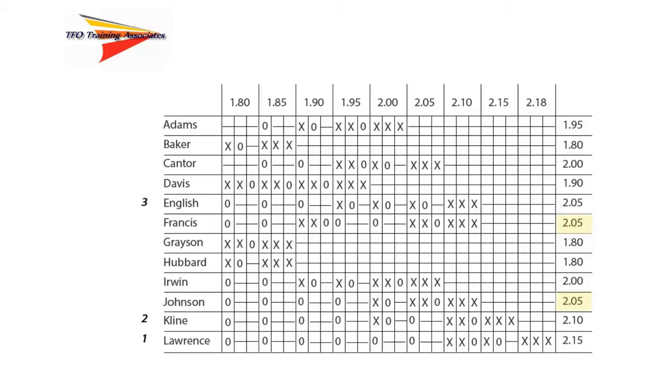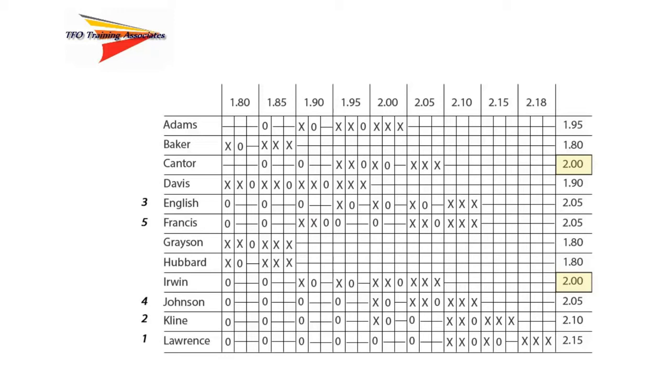Since both Francis and Johnson had the same number of missed attempts at 2.05 meters, our next tie-breaking criteria is to look at the total number of missed or failed attempts that each competitor had throughout the competition, up to and including the last made height. As we can see from the failed jumps highlighted in red, Francis had a total of 4 failed attempts, while Johnson had a total of 3. Based on criteria, Johnson is awarded 4th place. Francis is awarded 5th place.